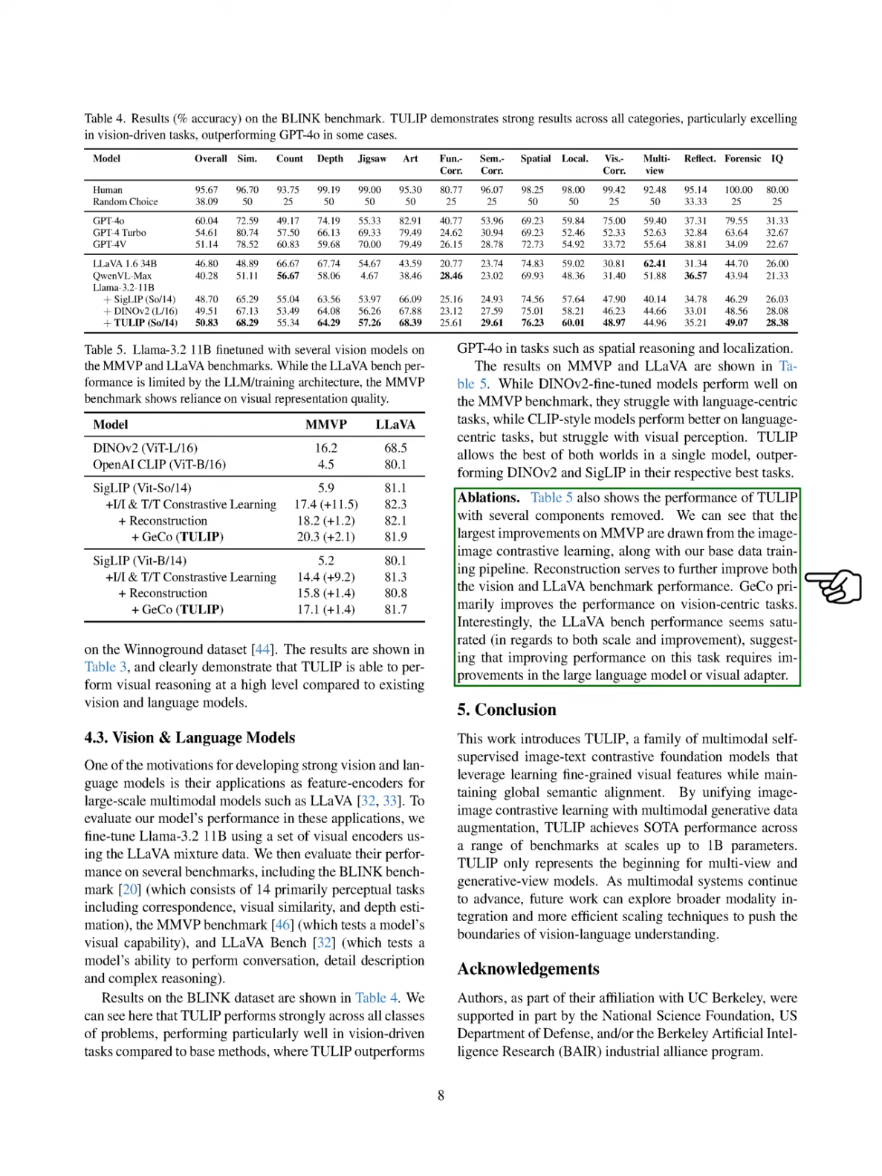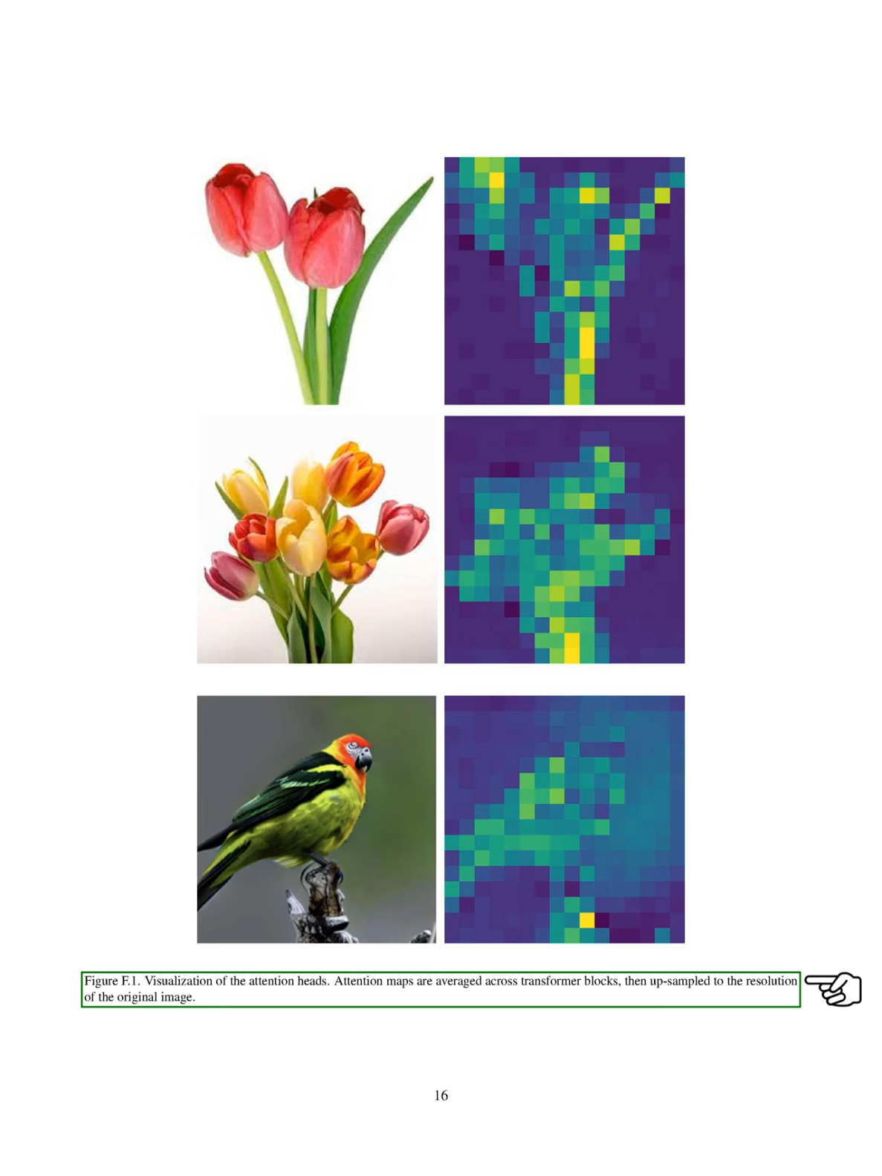In our ablation studies, we observed the performance of TULIP with various components removed. The largest improvements in MMVP come from image-image contrastive learning and our base data training pipeline. Reconstruction further enhances performance on both the vision and LLaVA benchmarks. Notably, the LLaVA benchmark performance appears to be saturated, indicating that further improvements may require enhancements in the large language model or visual adapter.